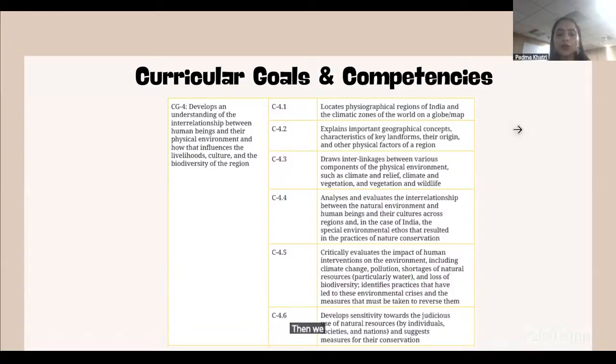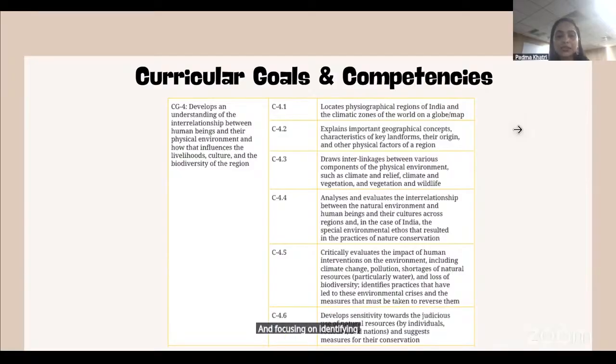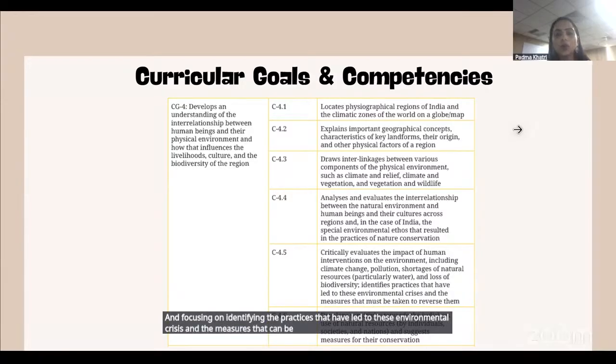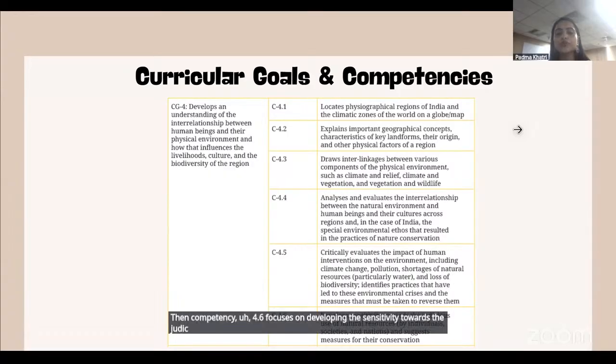Then we have competency 4.5 that focuses on critical evaluation of the impact of human interventions on the environment, including climate change, pollution, shortage of natural resources, and loss of biodiversity, and focusing on identifying the practices that have led to these environmental crises and the measures that can be taken in order to reverse them, right? So here we are talking about environment conservation. Then competency 4.6 focuses on developing the sensitivity towards the judicious use of resources and suggesting the measures for their conservation.